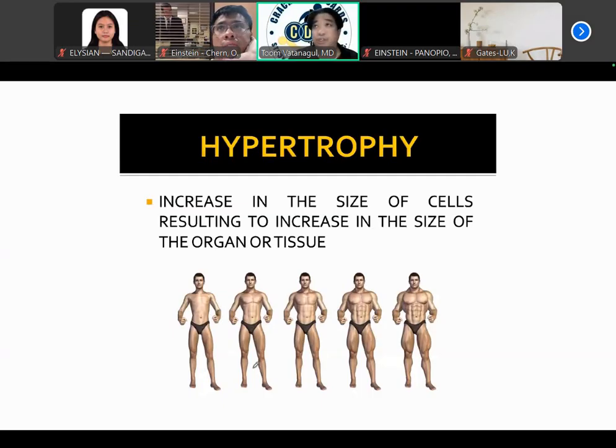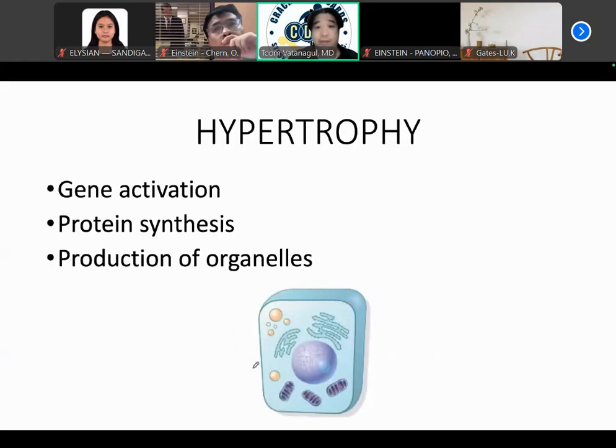Physiologic, like uterine muscle hypertrophy seen in pregnancy. Pathologic, like left ventricular hypertrophy seen in chronic hypertension. Hypertrophy results from gene activation and protein synthesis. It is also associated with the production of organelles. So: gene activation, protein synthesis, and the production of organelles.